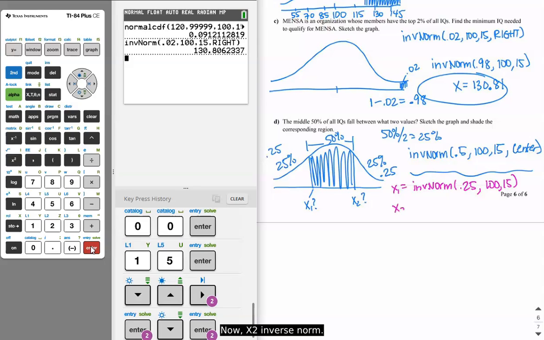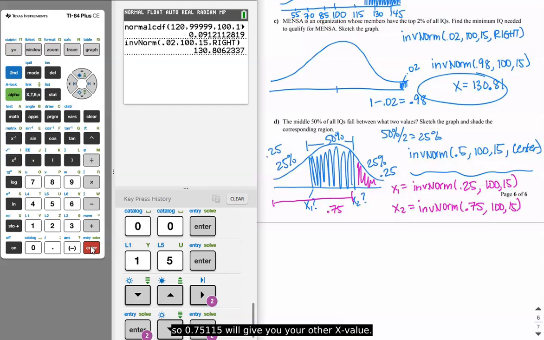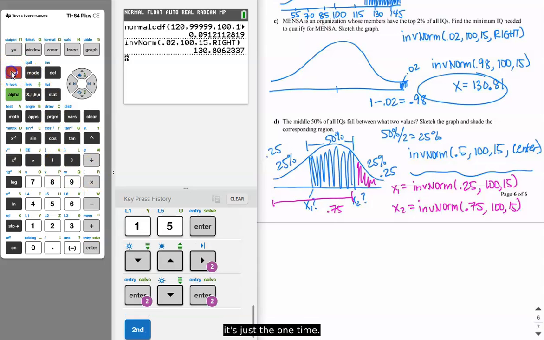Now x2, inverse norm. If this little piece here is 0.25, then from here all the way to here represents 0.75. So 0.75, 100, 15 will give you your other x value. So again, if you have the older model, you're going to have to enter this twice. If you have the newer model, like I have on my emulator, it's just the one time.